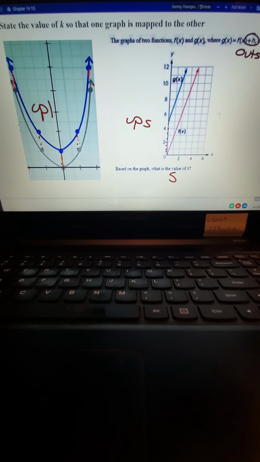Now, for the second one, we have 2 linear functions. So it says f of x plus h. Now, if you notice, this h is outside of f. If it was inside, it would be right in here with x. So it's outside, so that means it's vertical, up and down. So to go from f, which is red, to g, which is blue, that is up 5. 1, 2, 3, 4, 5. So that h value, that shift up, is 5.